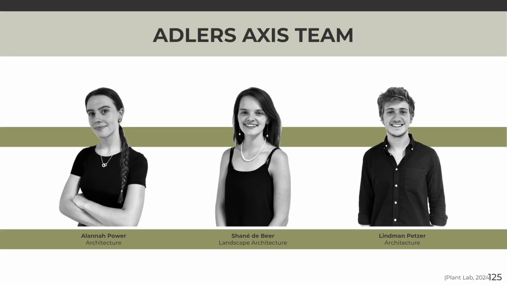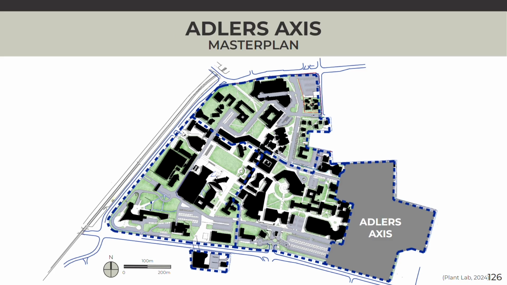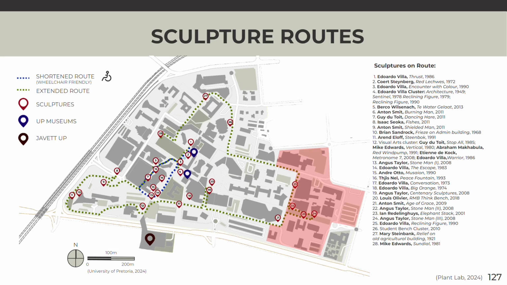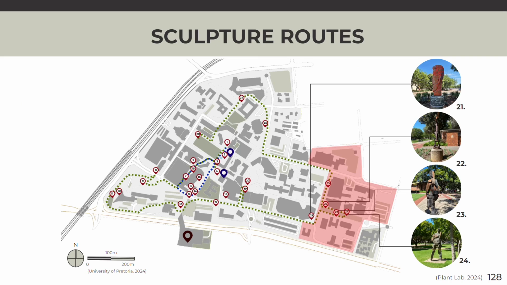We are the Adlers Access team and we will be looking into the eastern corner of our site. Here you can see exactly where our site is located within the bigger site plan. Our routes are based on the sculpture route of campus and how it connects within the bigger context. We have 4 main sculptures on our site on which we did our interventions around.